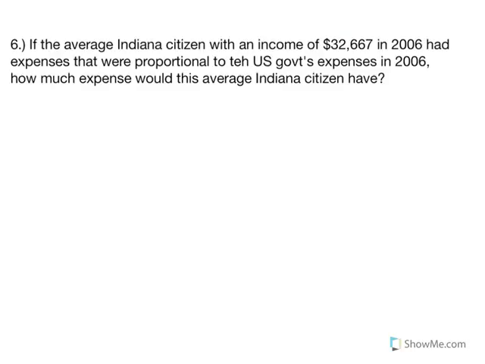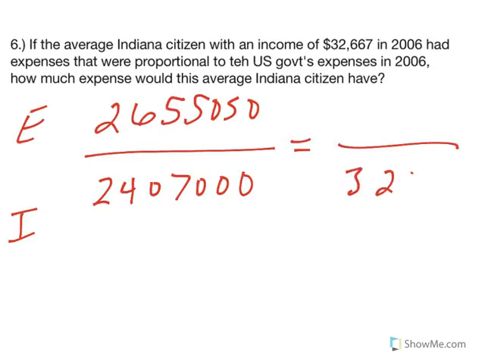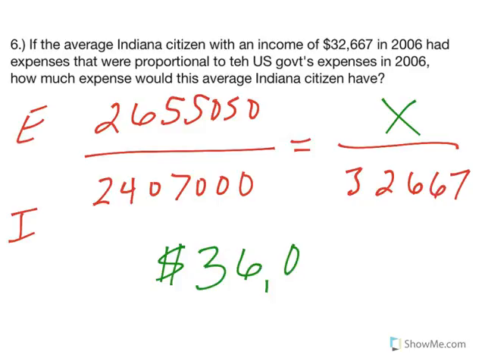So going back to our table here, again, I'm going to put expenses on top and income on the bottom. So for the government, here's my expenses for the government. And if I move my income 6 decimals to the right, that allows them to both be in millions. And if they're both in millions, I'm okay. And we know that the income for the average citizen there is $32,667. So now when I cross multiply, you will see that we get an expense for this average Indiana citizen to be $36,033.45. And that's not too bad.